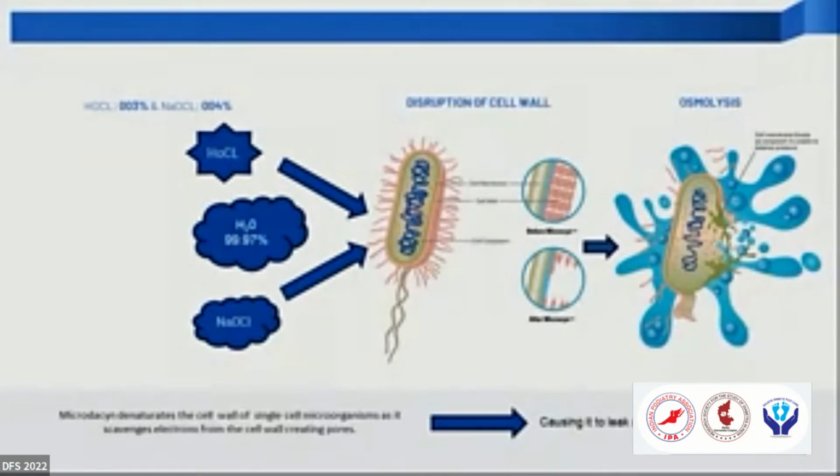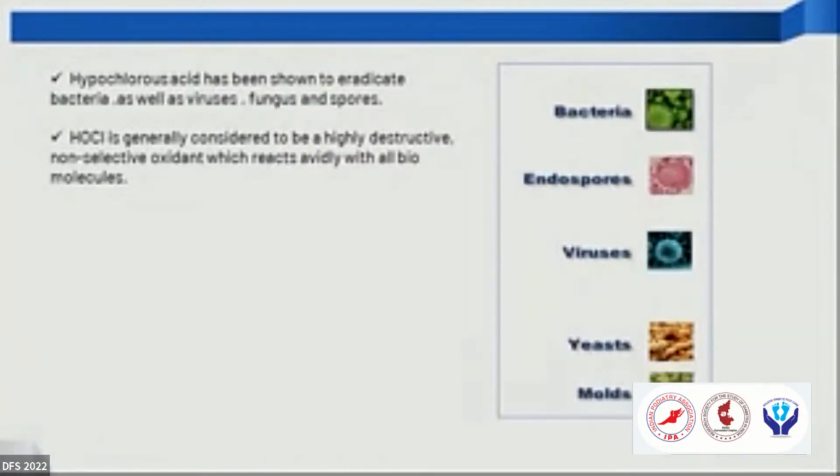Now, this particular solution has hypochlorous acid, sodium hypochlorite, and also high levels of oxidation, which act on the cell walls and disrupt the cell wall, and then there will be death of the pathogen. Which pathogens is it able to work upon? Well, it is able to work upon all sorts of bacteria, both gram-negative and gram-positive, and spores, viruses, yeasts, and molds. That means the spectrum over which it can act is wide. It's a wide spectrum solution.